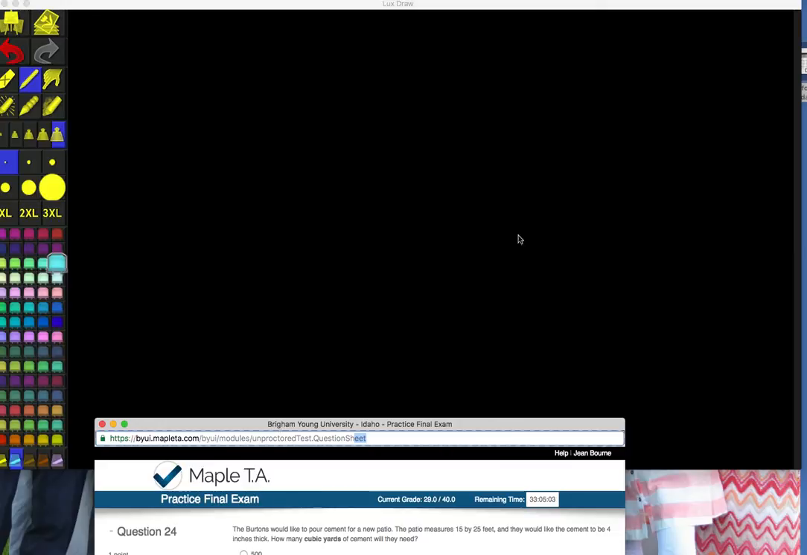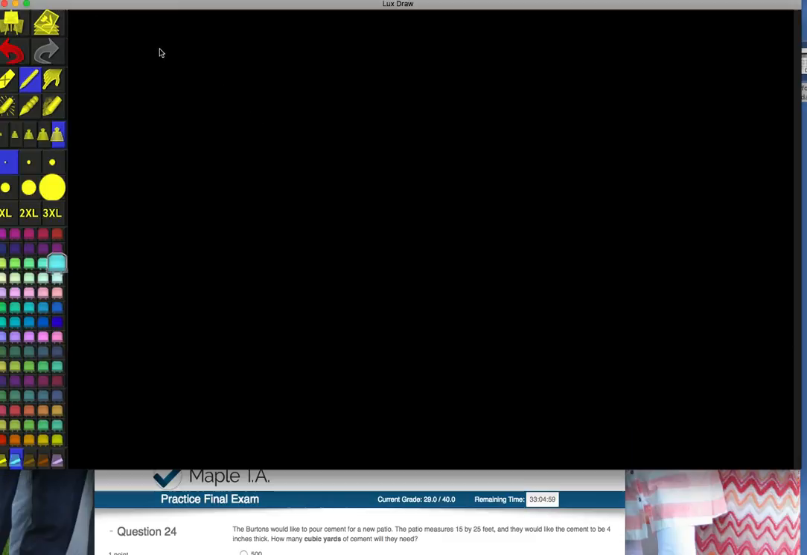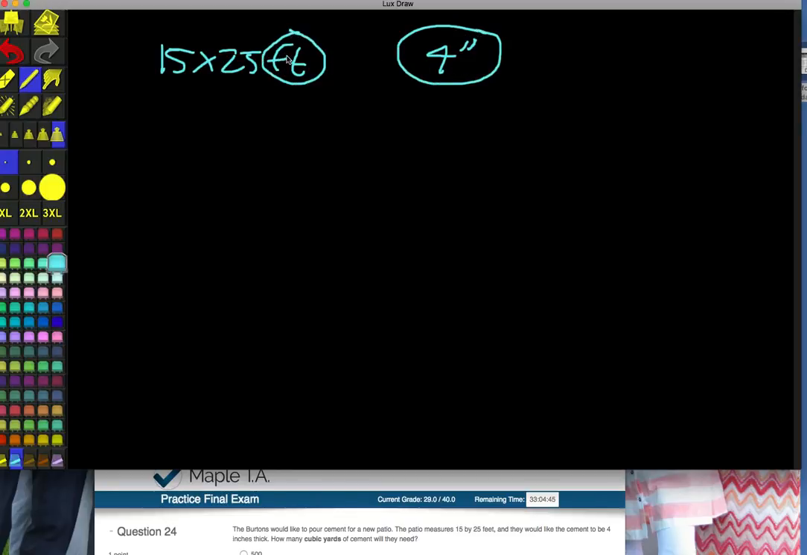Okay, so patio measures 15 by 25 feet. And then they want it to be 4 inches thick. Here's your first place that can screw you up, is that it's 4 inches, and then this is feet. Okay, so we need to convert either these feet to inches or these inches to feet. I chose, because we're then going to cubic yards, to convert the inches to feet.